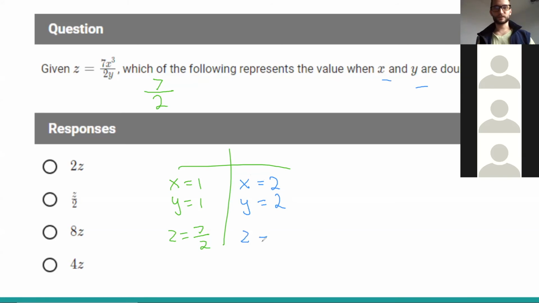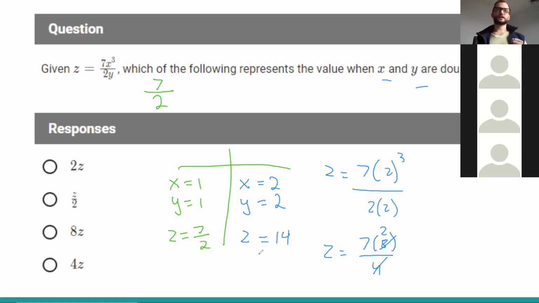Now z, what happens to z when I plug in 2? So I'm going to get 7 times 2 cubed over 2 times 2. So it's going to be 7 times 8 over 4. So 8 over 4, that just becomes a 2. 7 times 2, that becomes 14.